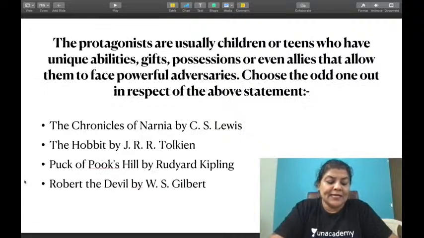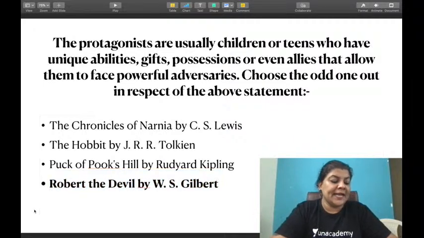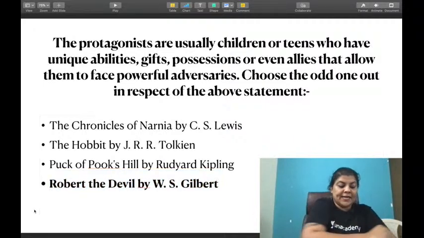Now, the protagonists are usually children or teens who have unique abilities, gifts, possessions, or even allies that allow them to face powerful adversaries. Choose the odd one out. Rudyard Kipling's Puck of Pook's Hill is like that. Hobbit is like that. Chronicles of Narnia. W.S. Gilbert's Robert the Devil is different. Read extra, I am telling you. Read extra.